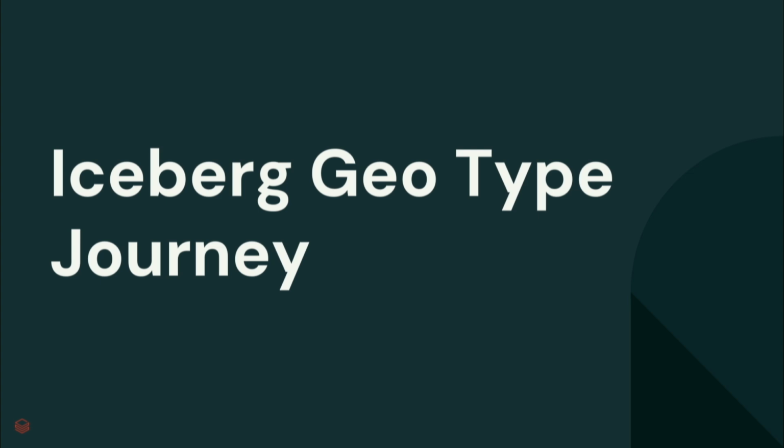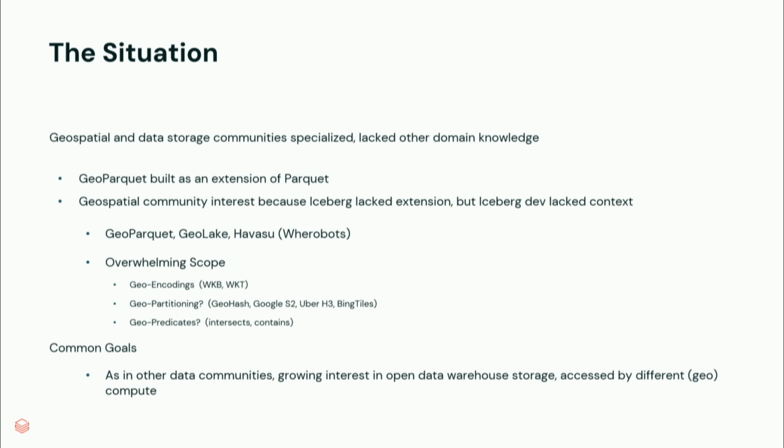Yeah. Thank you, Ja. So I'll talk about it from the other point of view. Before I met Ja, we were just in the Iceberg community, and how we came to want to support Geo. I think what happened was that the Geo folks and the big data folks got very specialized, right? Different communities, and there was a lack of knowledge of the other side. So that's why it took a really long time for things like Iceberg to support Geo.